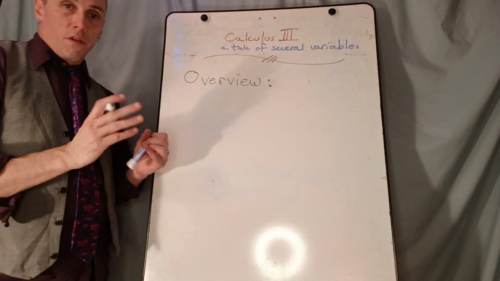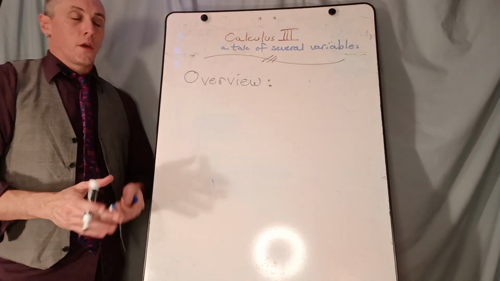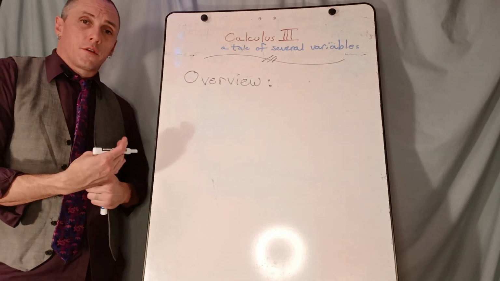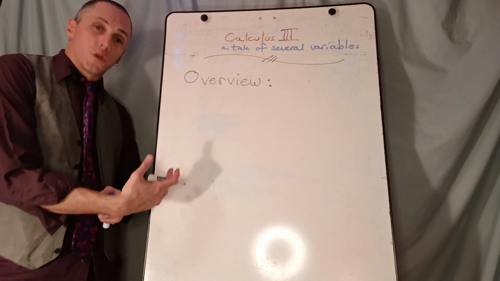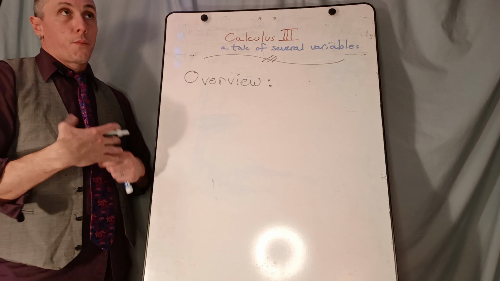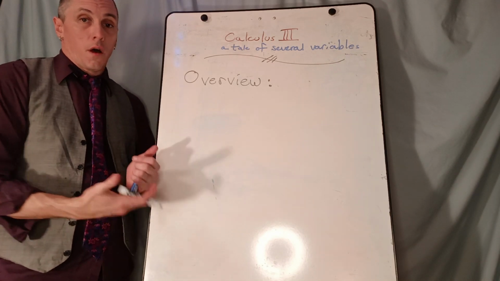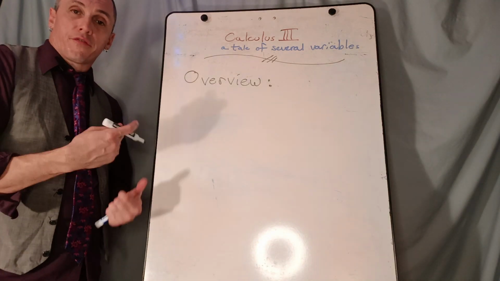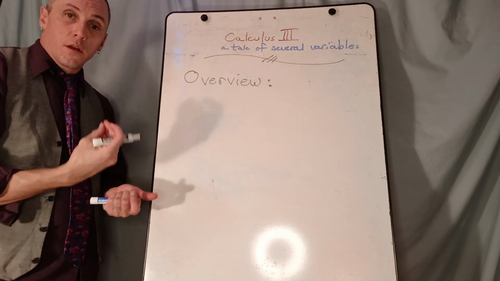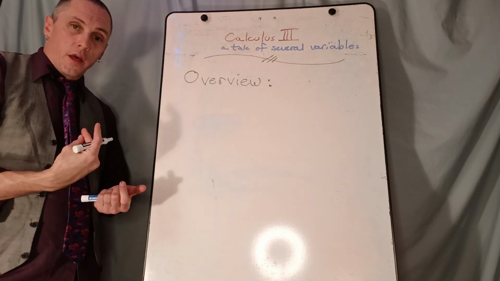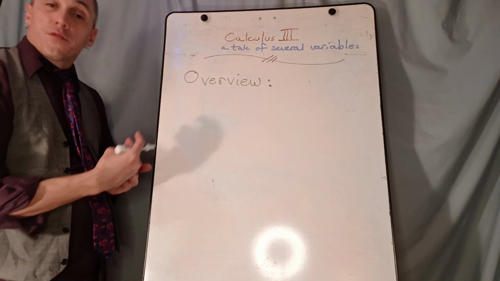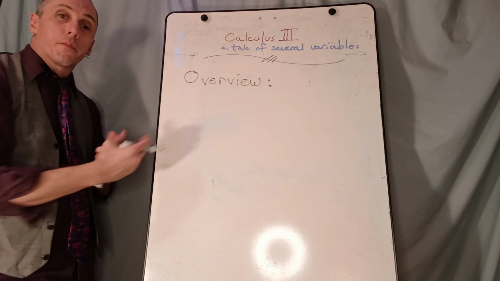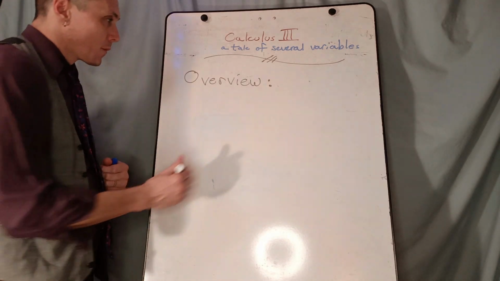To begin with, the central concept of Calculus 3 is that we are going to extend notions from Calculus 1 and 2 to include perhaps several variables of input or output. That is to say, we will consider functions which both take in several real numbers as an input and give you perhaps several real numbers as an output.